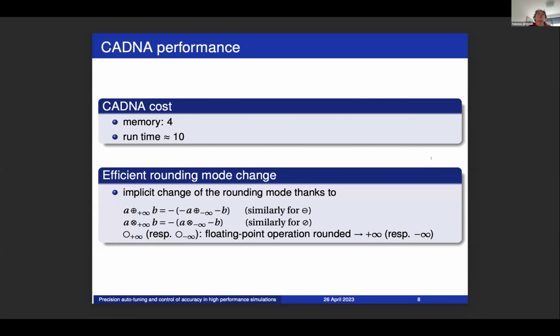So, of course, CADNA has a cost, which is 4 in memory and about 10 in execution time. This overhead of 10 is an approximation. It can be more, depending on the detection instability level, and also depending on the fact that the initial code may be very well optimized for classic floating point arithmetic. And over the years, we have spent much effort to try to reduce the cost of CADNA. So one trick we used is not performing explicit change of the rounding mode, but implicit change to the rounding mode, thanks to arithmetic properties, which are given here.